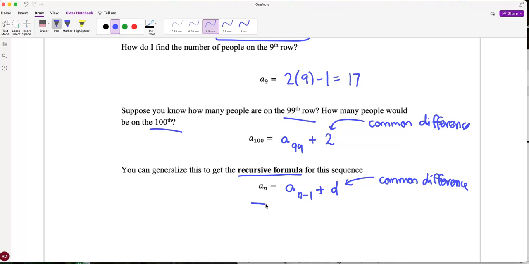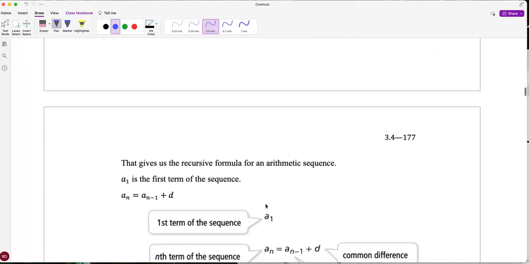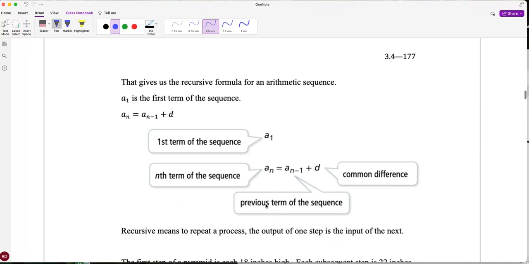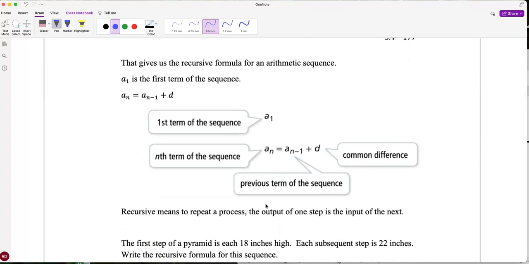Now, this formula is sort of intuitive, but it's really not very useful. To find the 1,000th element, you have to know the 999th. Well, if I could find the 999th, I would just go ahead and find the 1,000th. So it's not extremely useful as a formula, okay? So this is our recursive formula for an arithmetic sequence. A1 is the first element of the sequence. An is the one right in front of it plus the common difference.